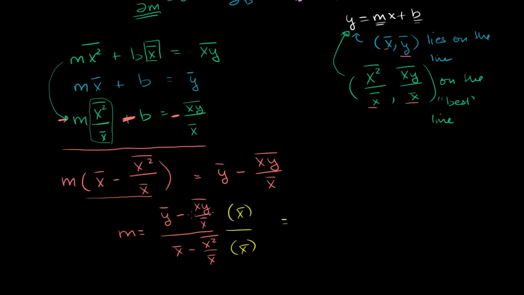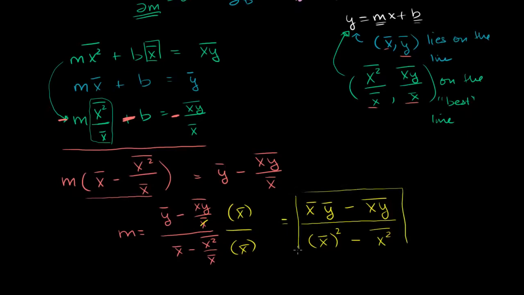And so if we multiply the numerator by the mean of the x's, we get the mean of the x's times the mean of the y's minus, this will cancel out, minus the mean of the xy's, all of that over the mean of the x's times the mean of the x's, which is just the mean of the x's squared, minus, over here you have, the mean of the x squared. And that's what we get for m.